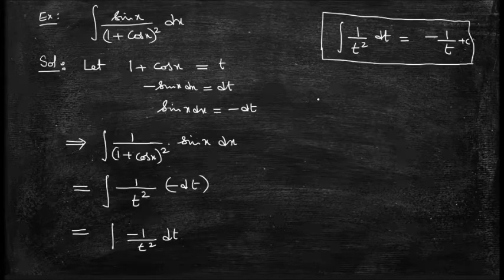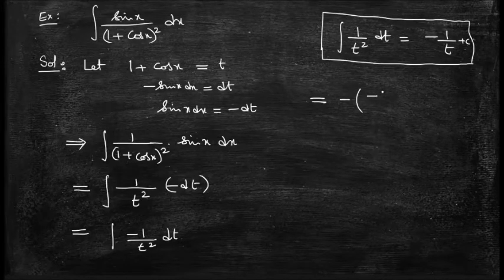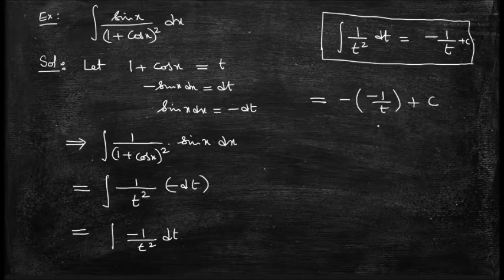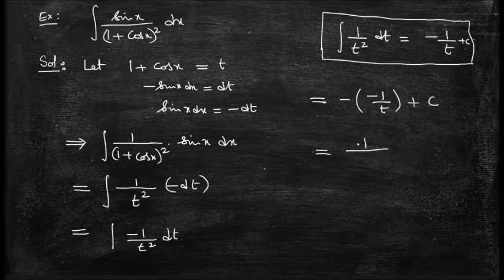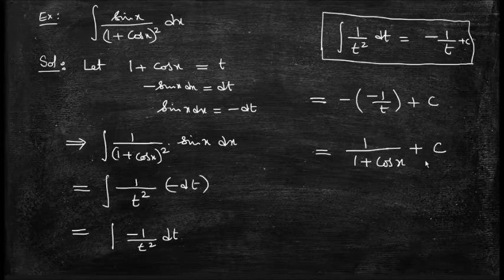So what happens to this? Minus is outside already, so minus outside, minus 1 by t plus c. Now minus of minus is plus, so 1 by t is 1 by 1 plus cos x plus c. Hope you have understood the problem, right? One more example.